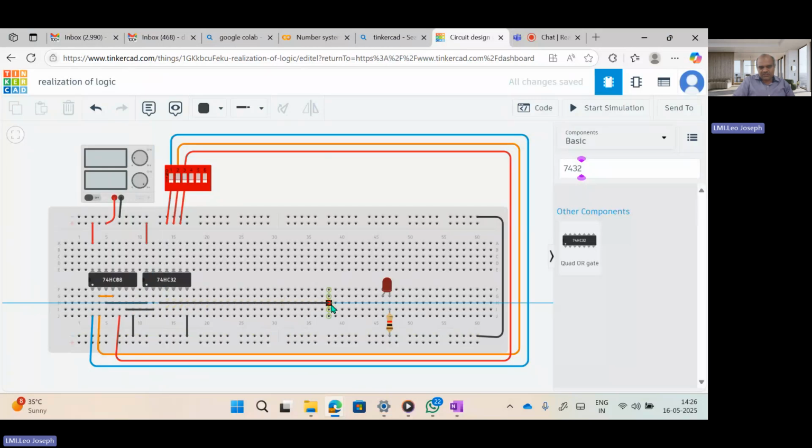This can be connected directly to the LED. That's all. Your connection is over. So this is the mandatory connection. You can see there are no jumbles of wire. I am directly making the lines.